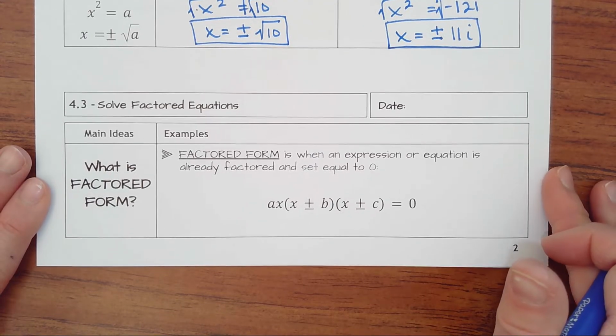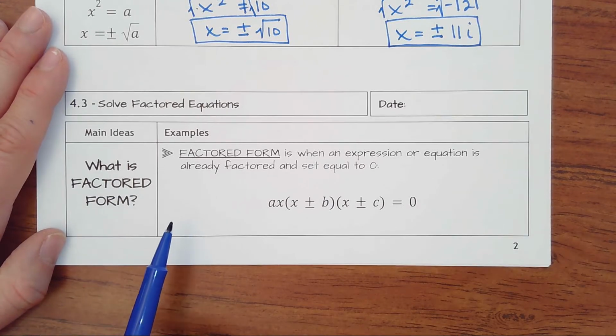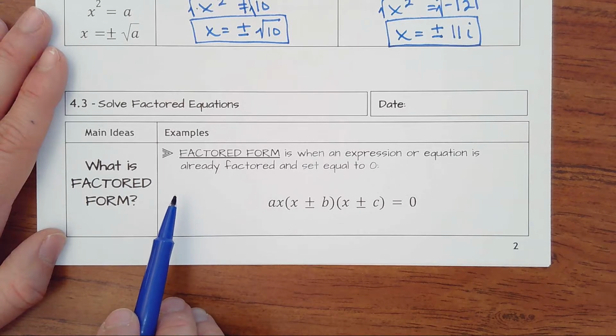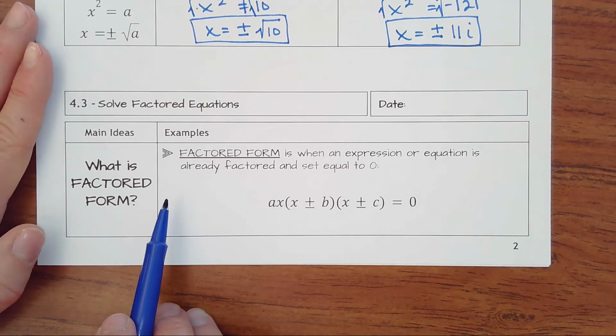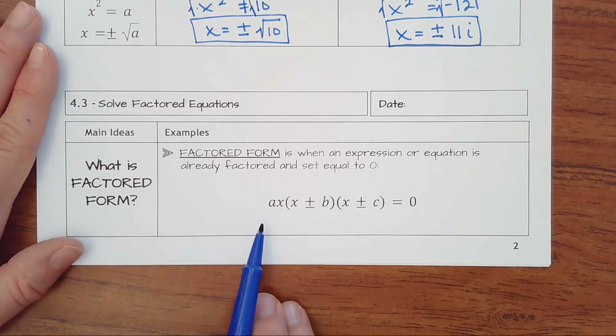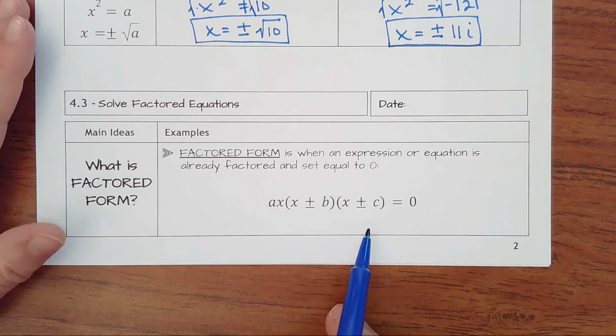4.3, solve factored equations. What is factored form? Factored form is when an expression or equation is already factored and set equal to 0. So our whole goal this unit is to be able to factor expressions, polynomials, get them into their little pieces, like their linear pieces, or sometimes they're quadratic, and then be able to solve each piece.